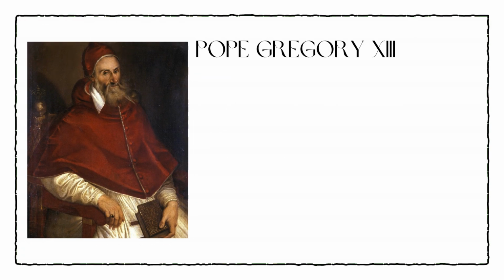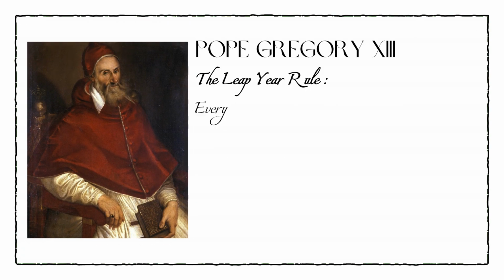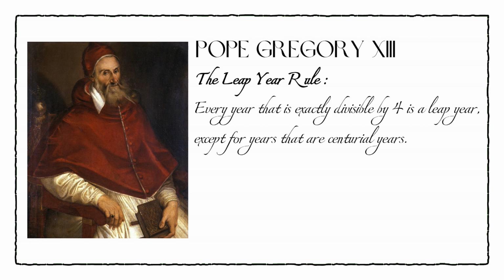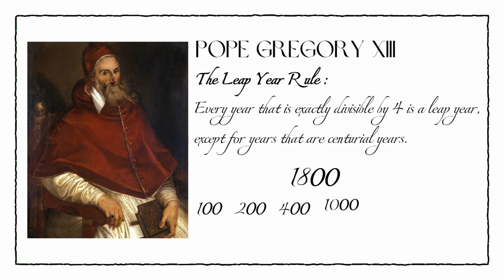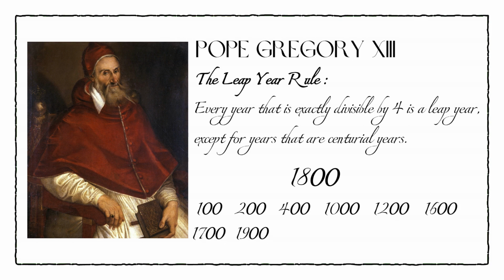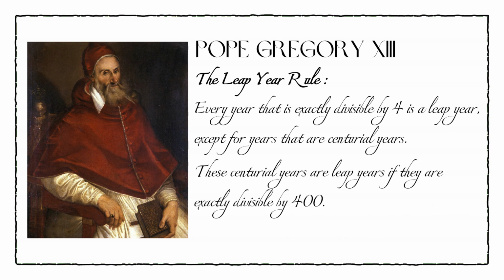So in October 1582, Pope Gregory XIII ordered the leap year rule as: every year that is exactly divisible by 4 is a leap year, except for years that are centurial years. Centurial years are years which have 0 tens and 0 ones in their place value numeration, like the years 100, 200, 400, 1000, 1200, 1600, 1700, 1900, 2000, 2500. These centurial years are leap years if they are exactly divisible by 400.